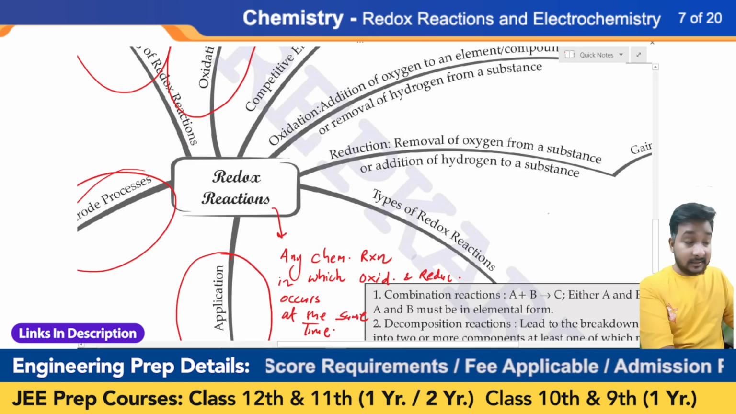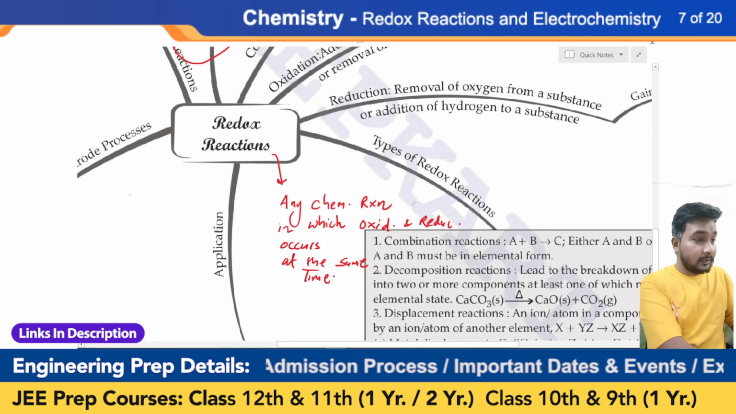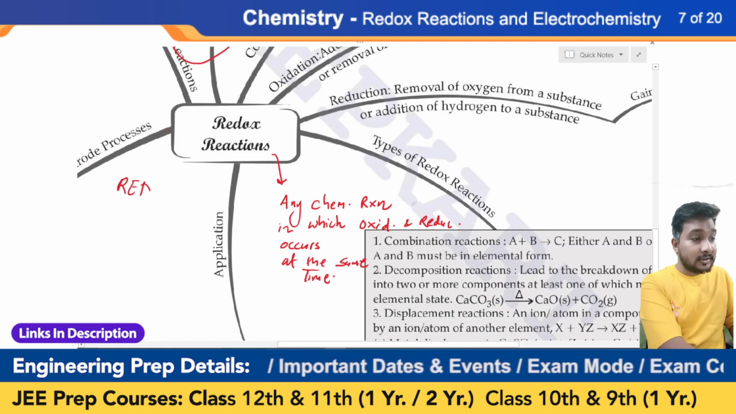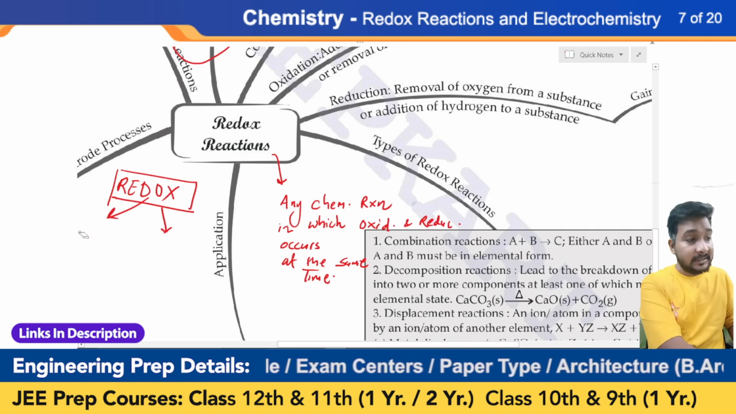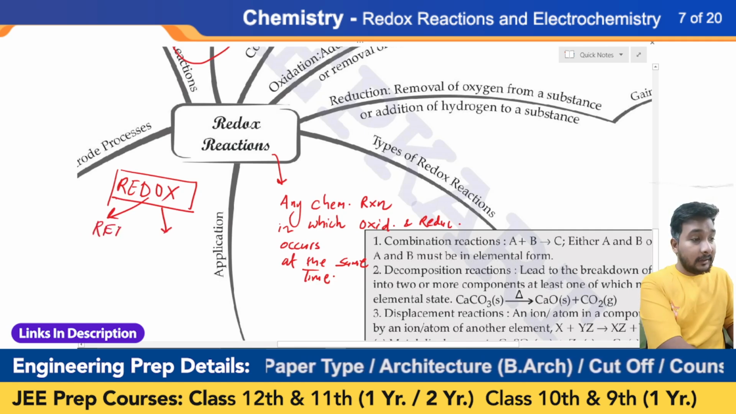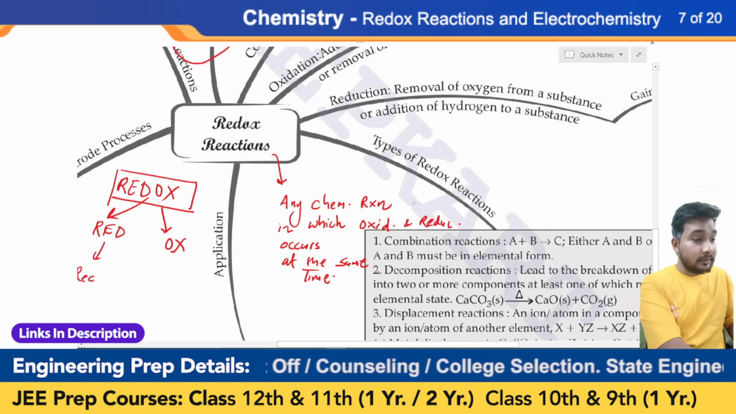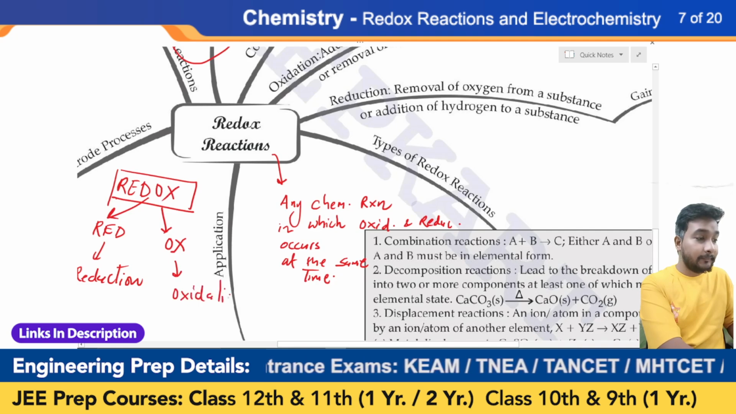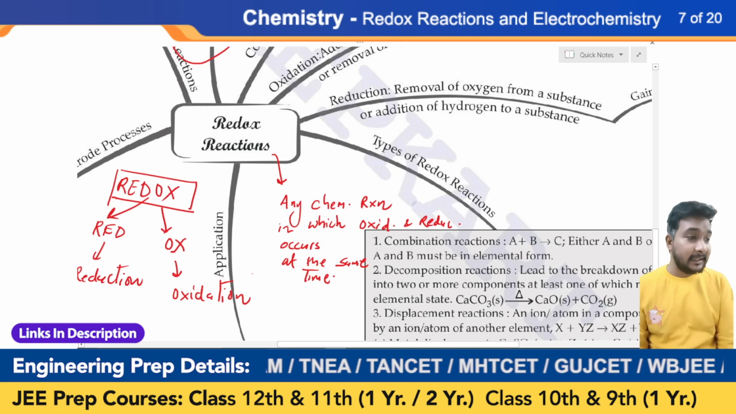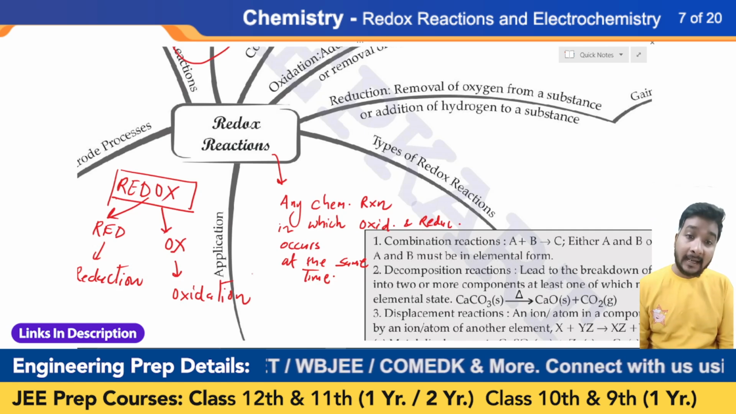Now second thing, this is your definition. Now let me tell you the meaning. If we observe the word redox, we can segregate this term into two parts. It's a very important thing, please pay attention. R-E-D, red, and O-X, ox. Red stands for, no doubt, reduction, and ox stands for, no doubt, tell me, oxidation. So why is redox here? Because it is explaining the two different processes at the same time, that is reduction and oxidation.